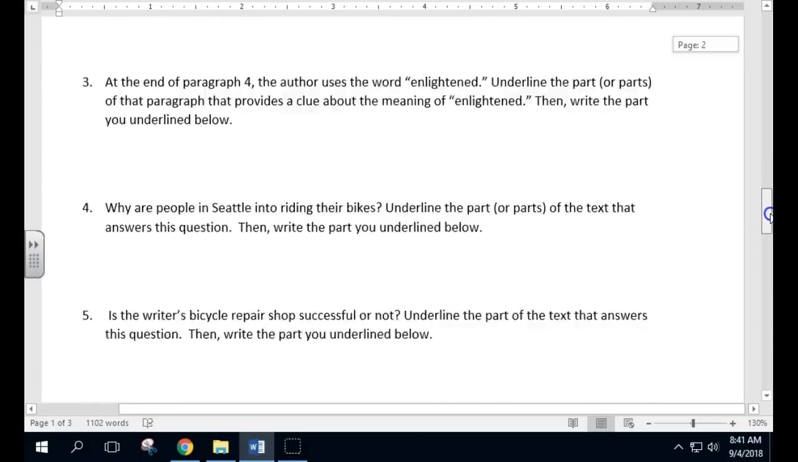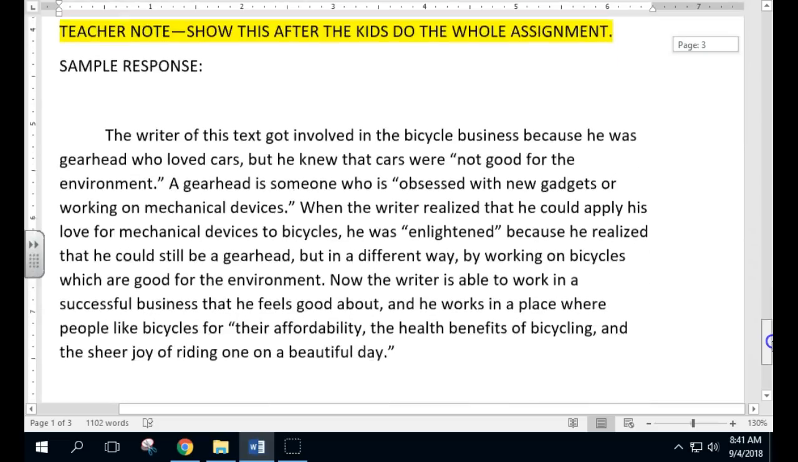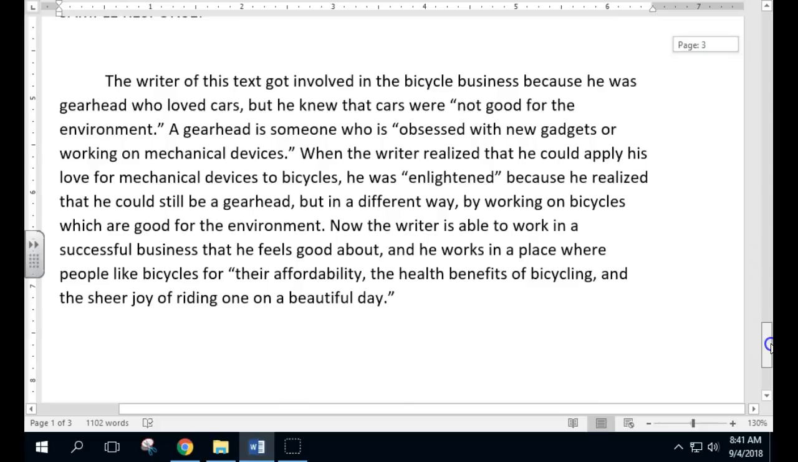So first I answered the question. The writer got involved with bicycles because cars weren't good for the environment. Then I wanted to provide some explanation about what this idea of a gearhead was, so I used that. And then I needed to connect this first part with some of the other text I had, like the idea that he was enlightened. Because remember, we're still answering the question, why? Why did he get involved in the bicycle business? So when the writer realized that he could apply his love for mechanical devices to bicycles, he was enlightened.